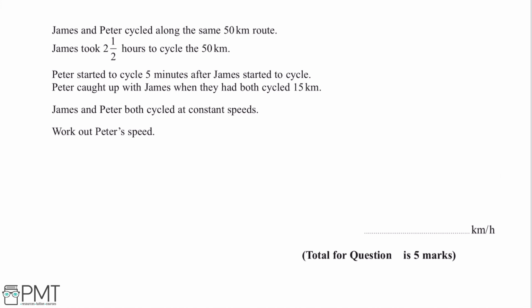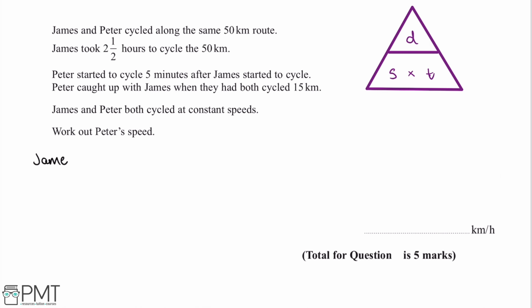Work out Peter's speed. So the equation we'll need to use for this question is the one that relates distance, speed and time. Now we can write this out in a formula triangle. So your distance is equal to your speed multiplied by your time. So if we start off with James, it took James 2.5 hours to cycle 50 kilometres.